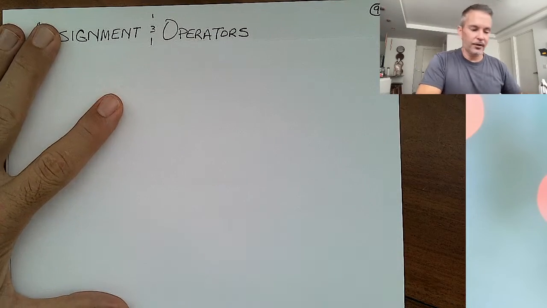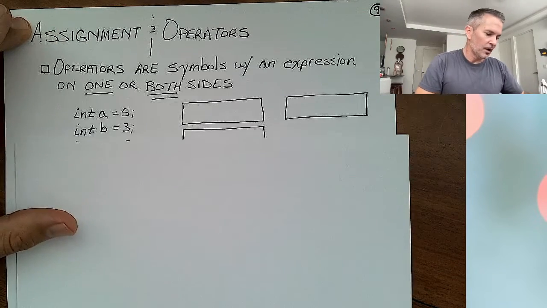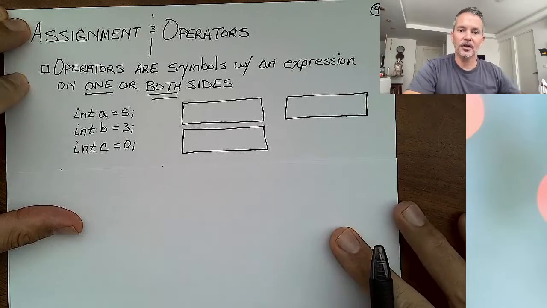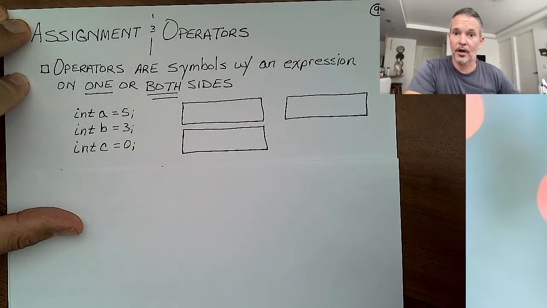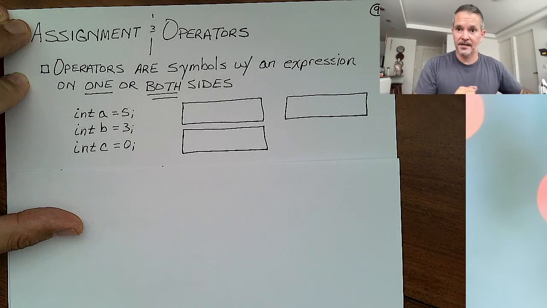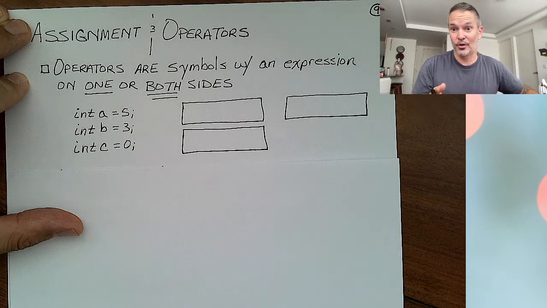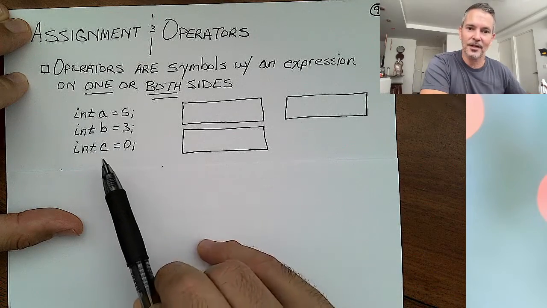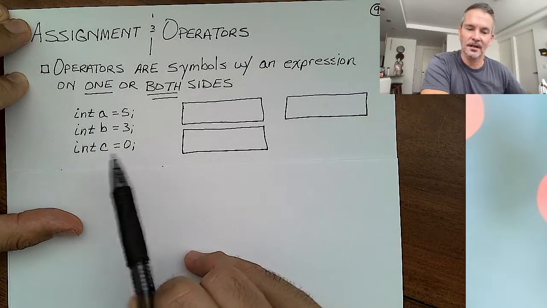So in every language, we have operators. What are they? Operators are special symbols that are placed inside an expression, and it has one or two sides to the expression. So let me give you an example because it's easier to just show you than it is to give it words. So let's imagine I've defined three integers, a, b, and c, like so.